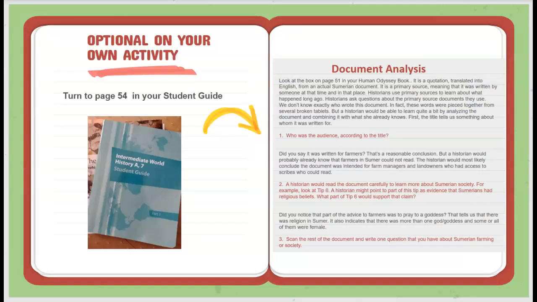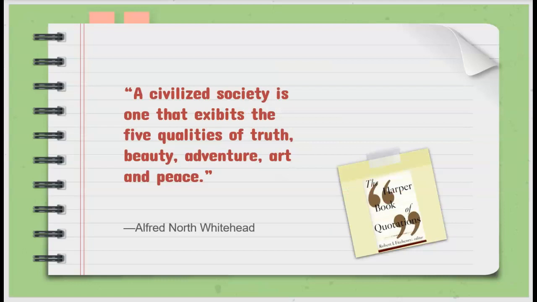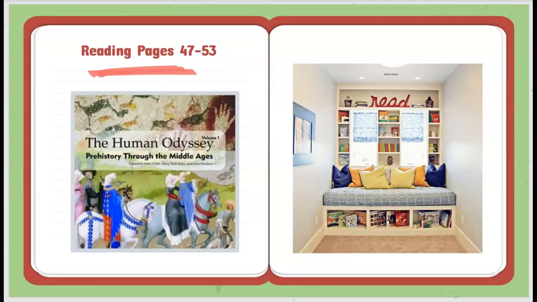And then on your own optional activity, you can turn to page 54 and take a look at this document analysis, and you can fill that in. You can do this with your learning coach, or you can do this on your own. And then here we come to our quote section. A civilized society is one that exhibits the 5 qualities of truth: beauty, adventure, art, and peace. And that was said by Alfred North Whitehead. So your reading for this part of the lesson are pages 47 to 53. So again, it's super important to complete that reading.